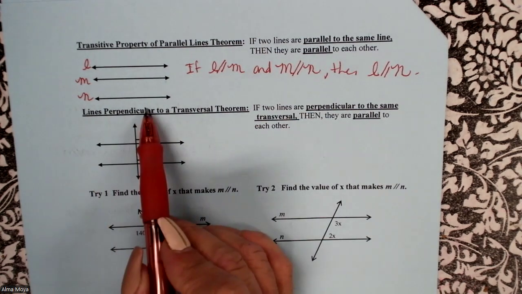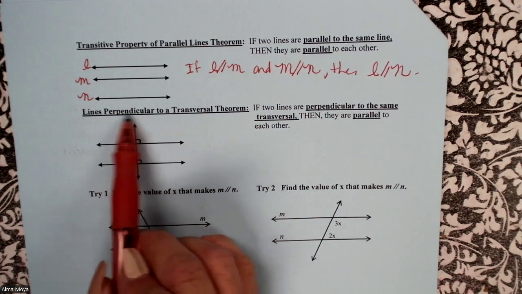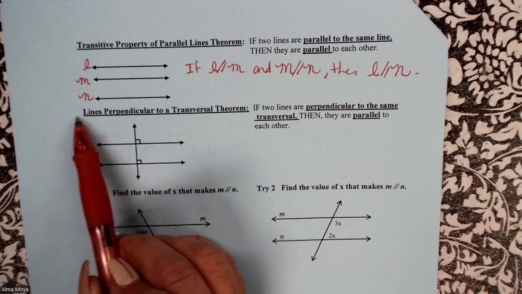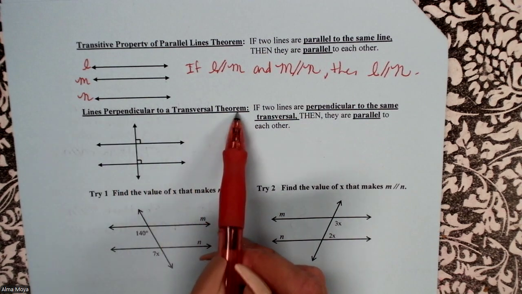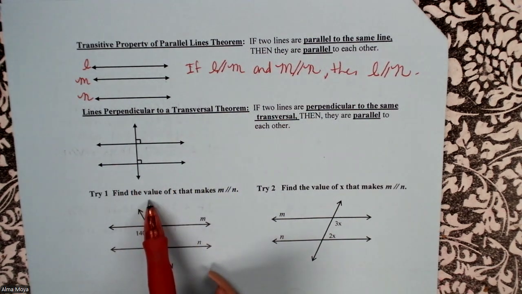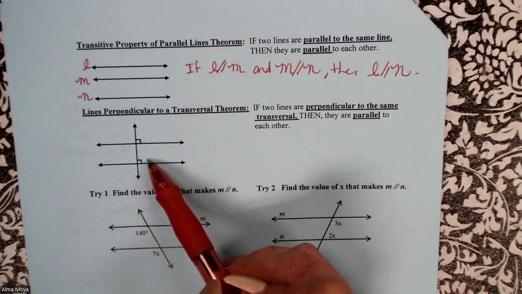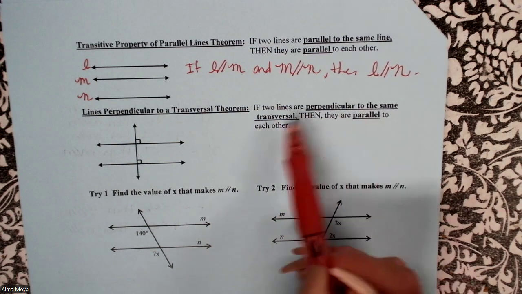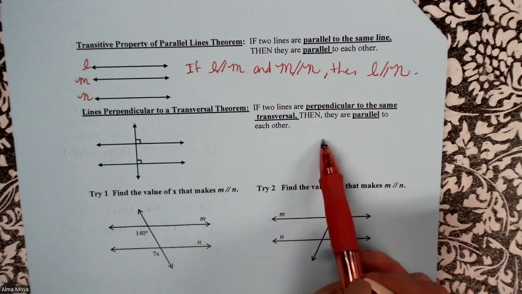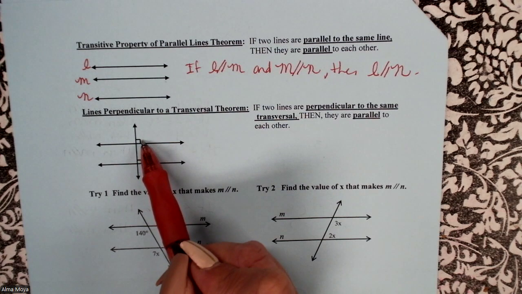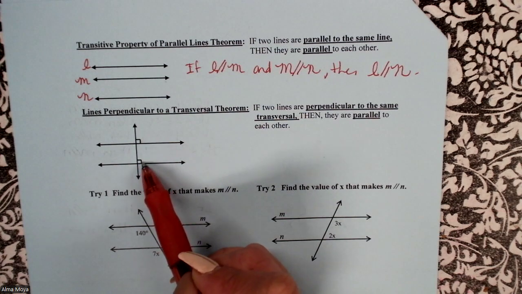Lines perpendicular to a transversal theorem. Now remember, perpendicular means 90 degrees. So that little box, that's 90 degrees. So here's our transversal. Now that's 90 and that's 90. Those happen to be corresponding angles. If two lines are perpendicular to the same transversal, then they are parallel to each other. Why? Because it's forcing that to be 90 degrees and it's forcing that one to be 90 degrees.